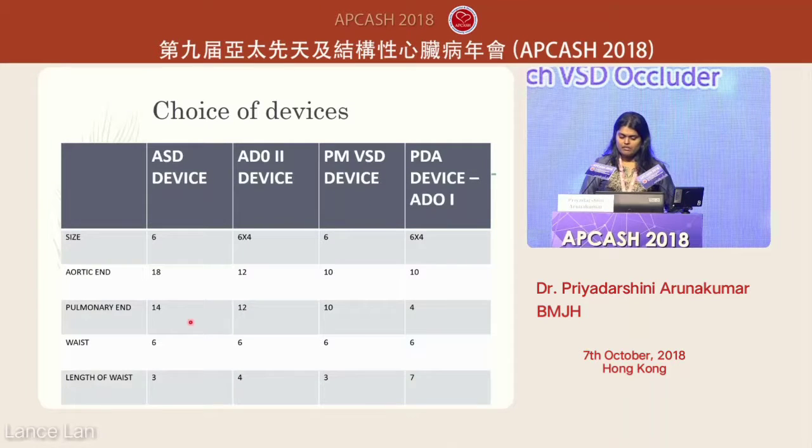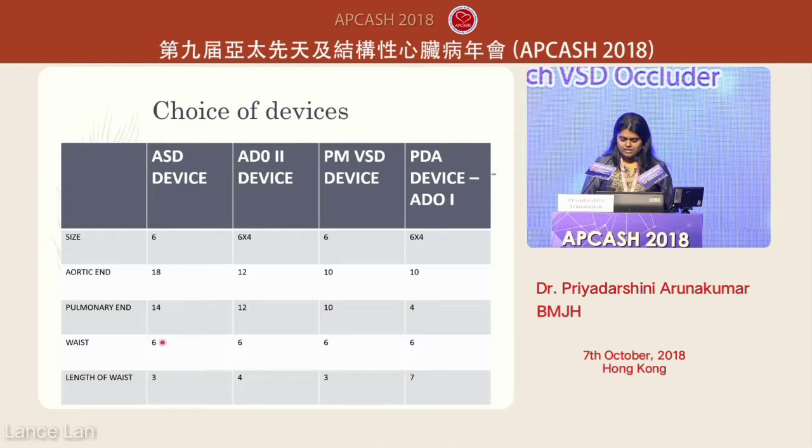Coming to our case where the device was to be selected, it was somewhere between 3 to 4 millimeter in size by echocardiography. So we wanted to go in with either a 5 or a 6 sized device. The options that we had: the ASD device, the AD02, the PMVSD device, and the PDA device, which is AD01. Coming to the pros and cons of all these, we wanted a short length of device, depicted in the last row. The typical PDA device, AD01, was a little too lengthy for it to fit into this position, so it is almost not a great idea to go on with.